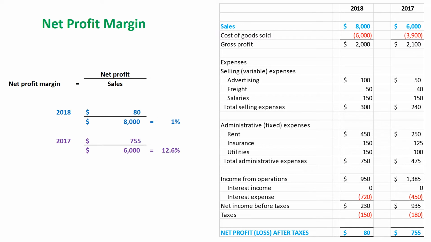This example has the following net profit margins. 2017, $755 over $6,000 equals 12.6%. 2018, $80 over $8,000 equals 1%. Clearly, your business is in trouble. All the ratios indicate a significant decrease in profitability from 2017. The next step is to determine reasons for that decrease.